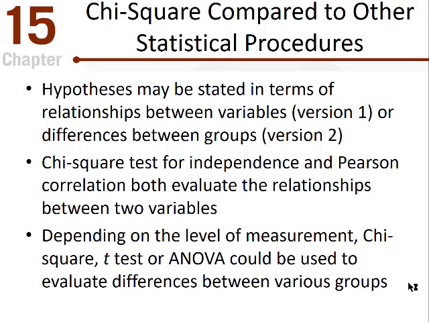When we compare the chi-square to other statistical procedures, we can see that hypotheses for a chi-square may be stated in terms of either relationships between variables or the differences between groups. So those are the 2 tests that we did, the independence or goodness of fit. Chi-square tests for independence and Pearson's correlation both evaluate the relationships between 2 variables. Depending on the level of measurement, chi-square, t-test, or ANOVA could be used to evaluate the differences between various groups.